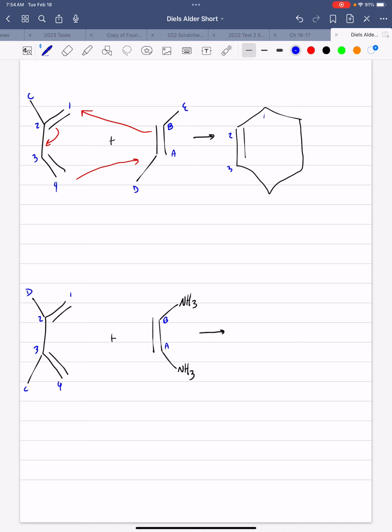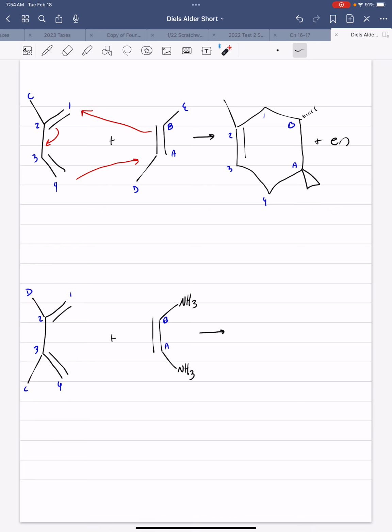1, 2, 3, 4. 4 always connects to A. A is connected to B. B now has a sigma bond going to carbon 1. So there's our base molecule. We can see that we have a methyl group coming off of carbon 2 in the beginning, so we must show it in the end. And we have trans-methyl groups located on our dienophile, so we need to have trans-methyl groups in our final answer as well. And since we formed two new chiral centers at carbons A and B, this thing will have an enantiomer.